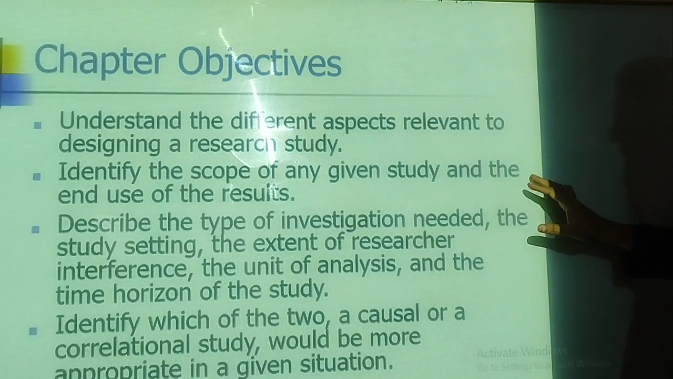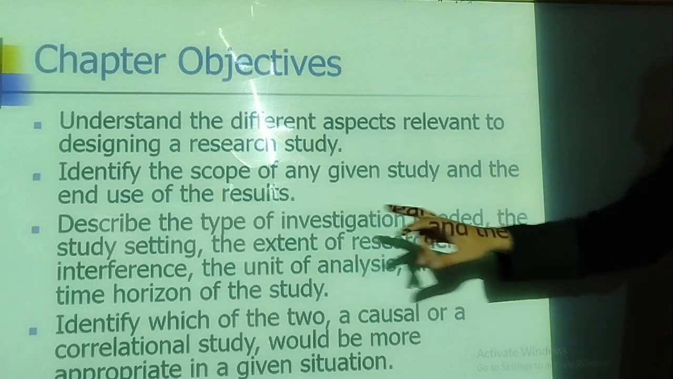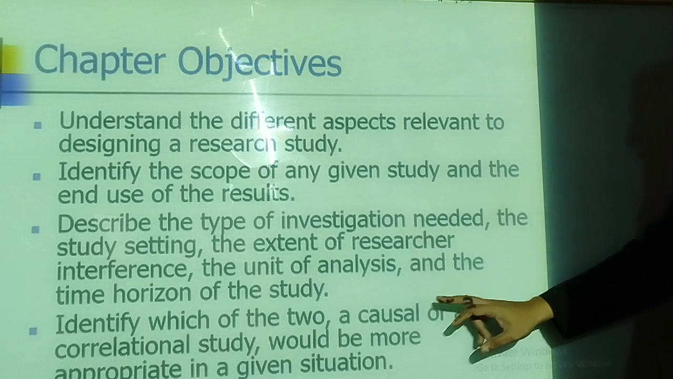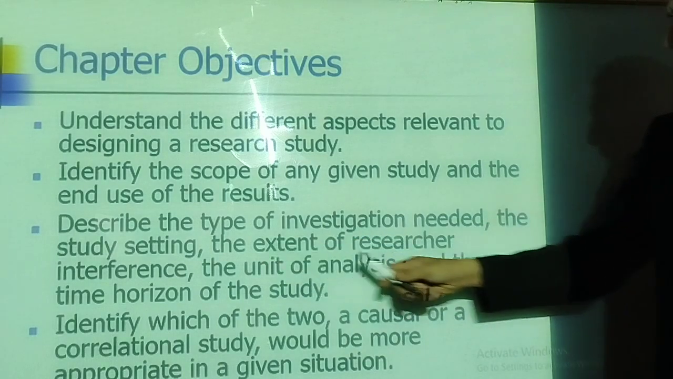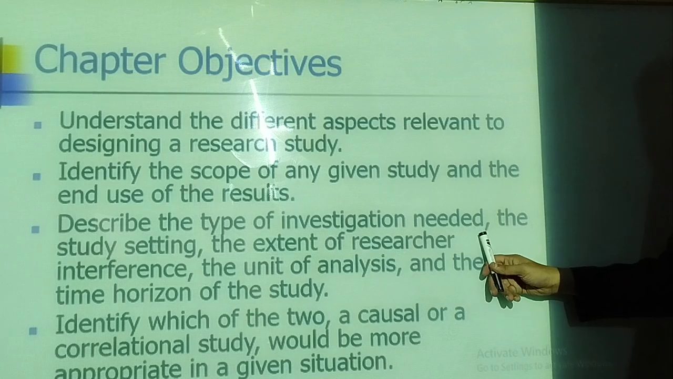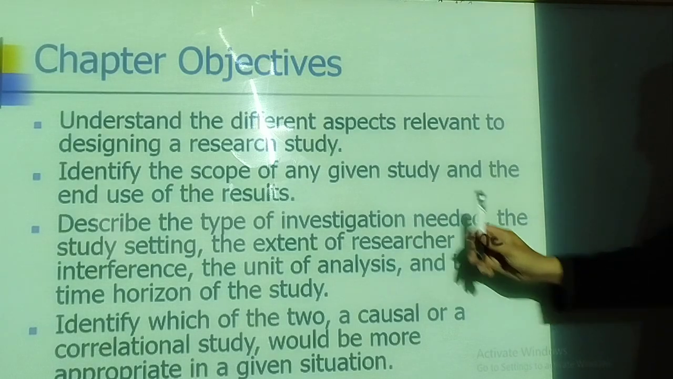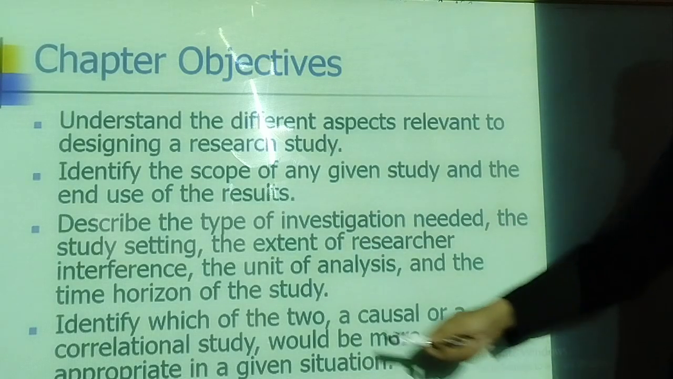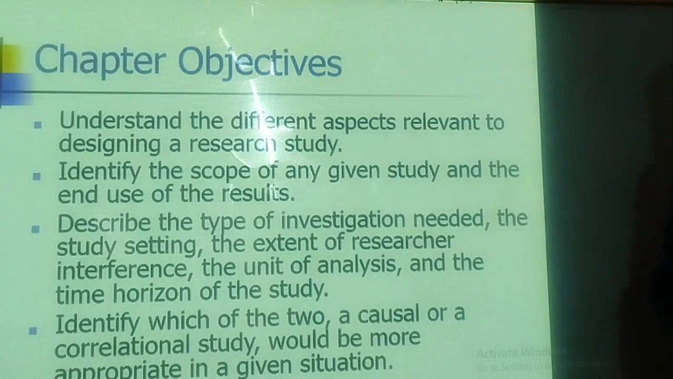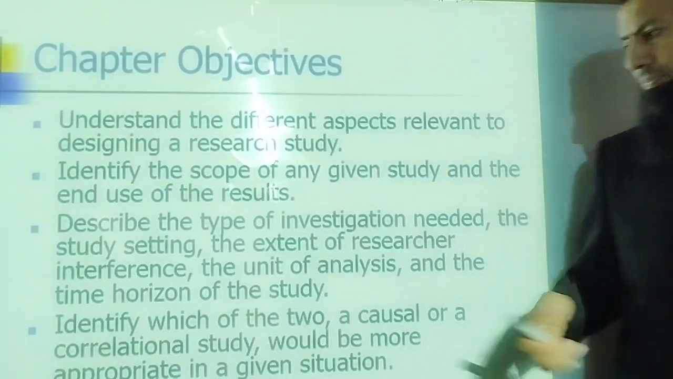Identify the scope of any given study and the end use of the results. Describe the type of investigation needed, the study setting, the extent of research interference, the unit of analysis, and the time horizon. When we talk about the type of investigation, you see the investigation can be of different types. So we will be discussing later about every one of the investigations. What is the setting, in which setting you collect the data and you perform your research, and how, as a researcher, what would be your interference in the research.